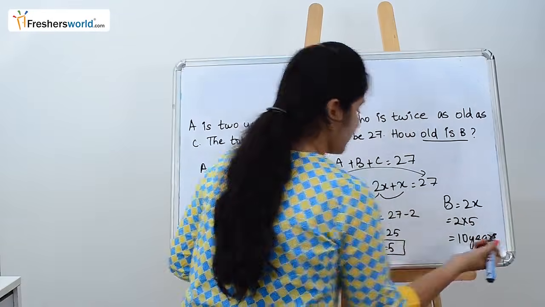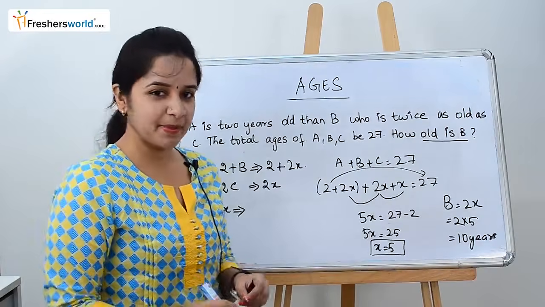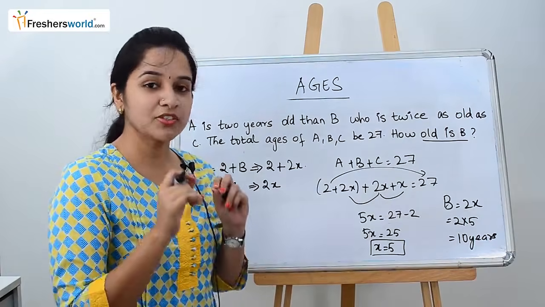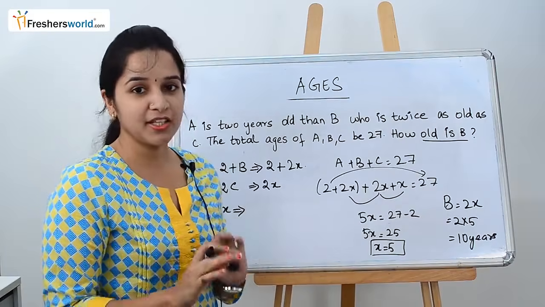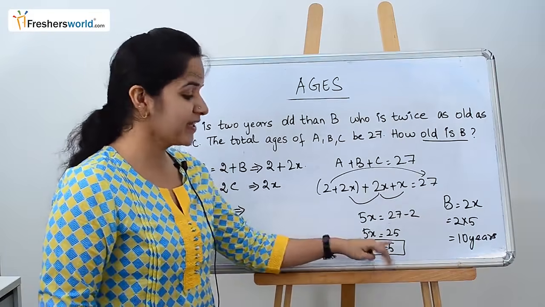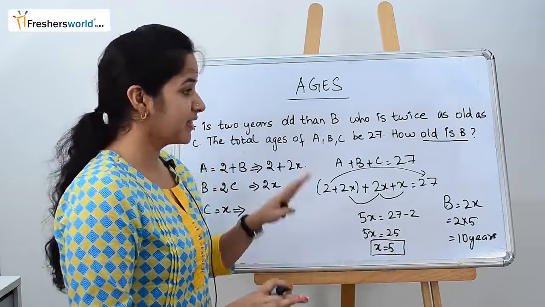So the common mistake people make here is that you will find the x, and you will also have the answer as 5 in your question. So you will automatically click 5 and then finish off the question. But read the question again.